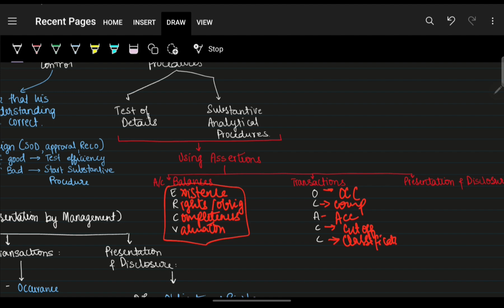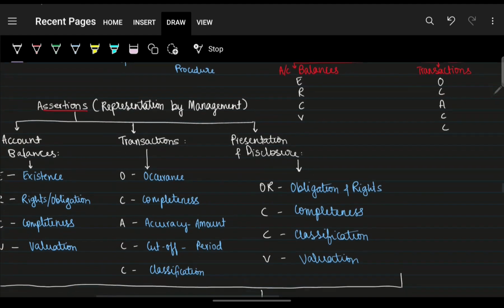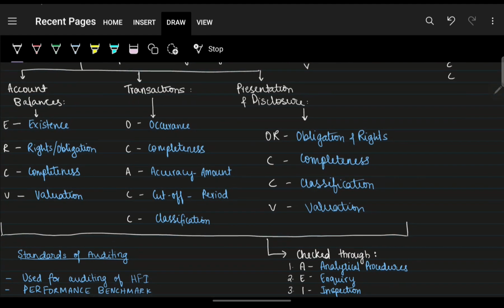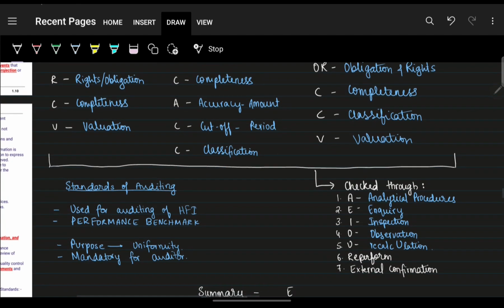So classification as in whether it is long term, whether you have to defer it, or whether it can be recognized right now, or whether it is an expense or an income or an asset. All that will come in this. Okay, next is the presentation and disclosure. Presentation and disclosure has obligation and rights: whether it is completely presented and disclosed properly, whether the classification is correct, and whether the values are correct in the presentation and disclosure.